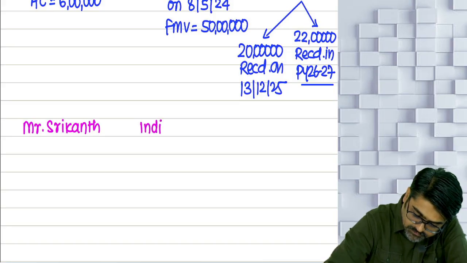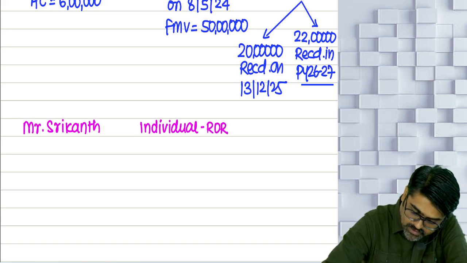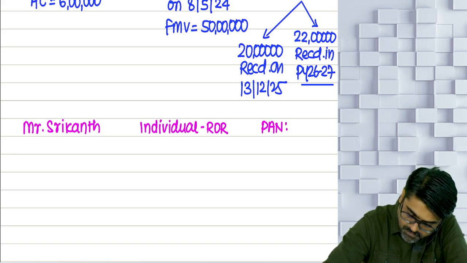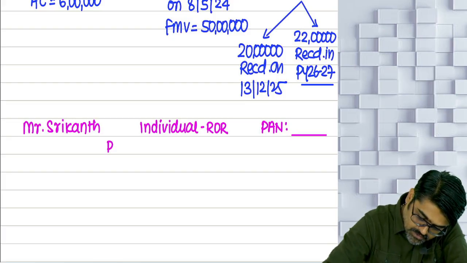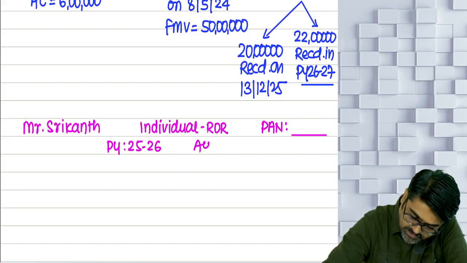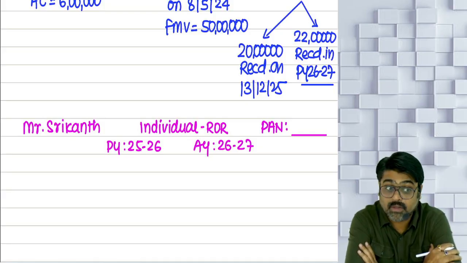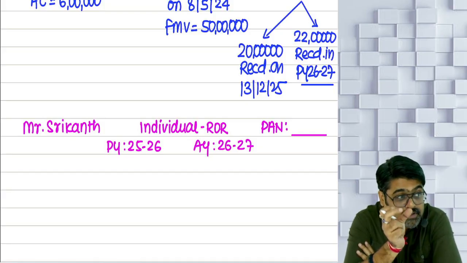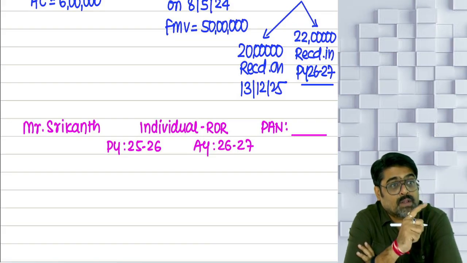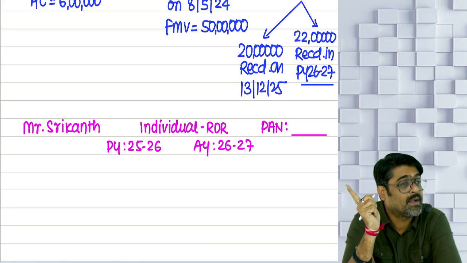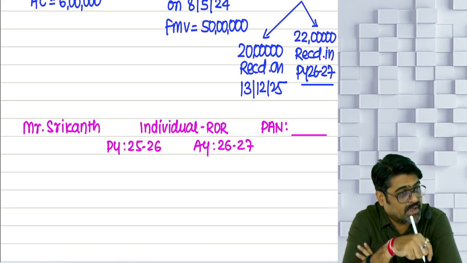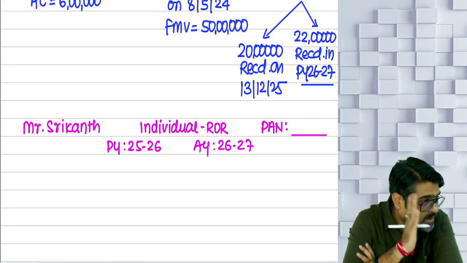Asasi, you are an individual now? Dash ROR. PAN dash. Previous year 25-26, assessment year 26-27. Why are you writing previous year this? Because the year in which the compensation or any part thereof is received for the first time is 25-26. So that is the year in which the capital gain will be calculated and charged to tax. Yes or no?